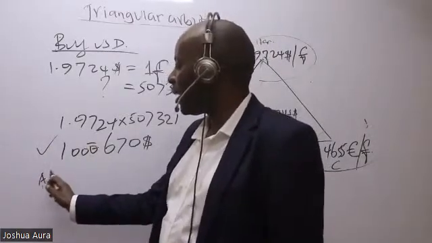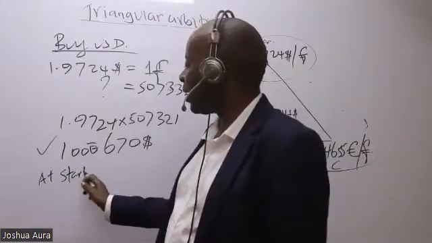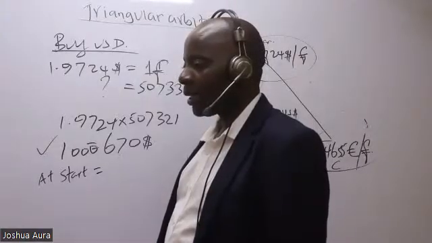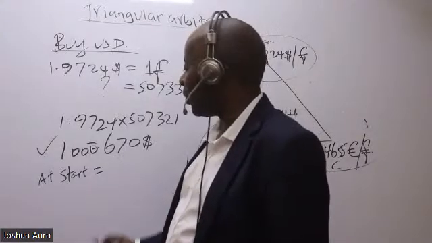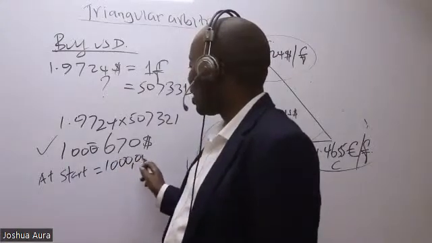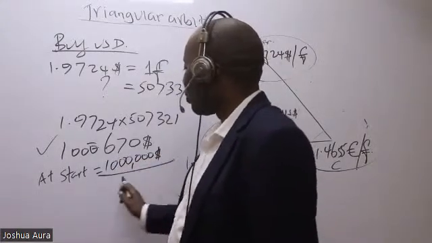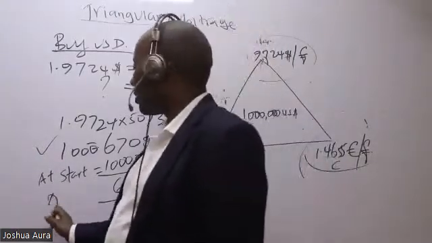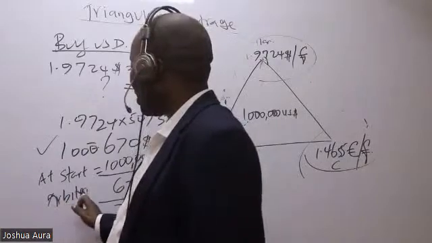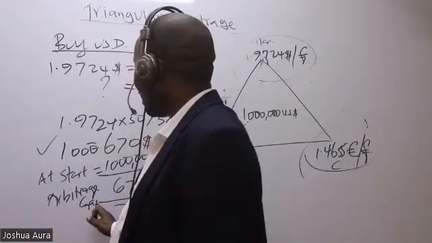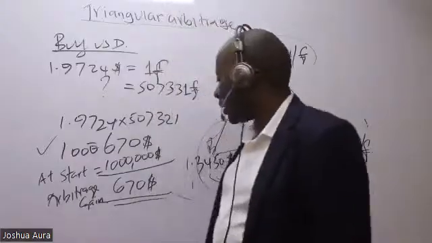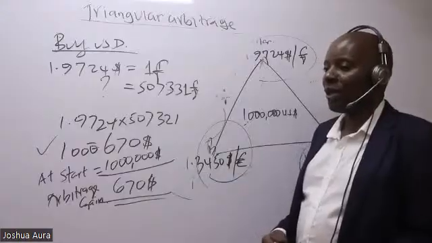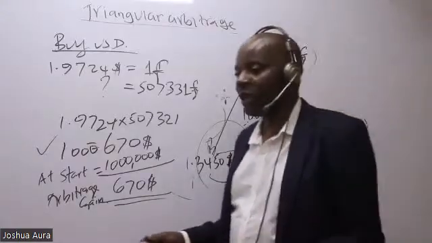And remember, when we started the business, we had how many dollars in total? At start, $1 million. So are you able to see the arbitrage gain? Arbitrage gain will be 670. This will give you about 67,000 or 75,000.